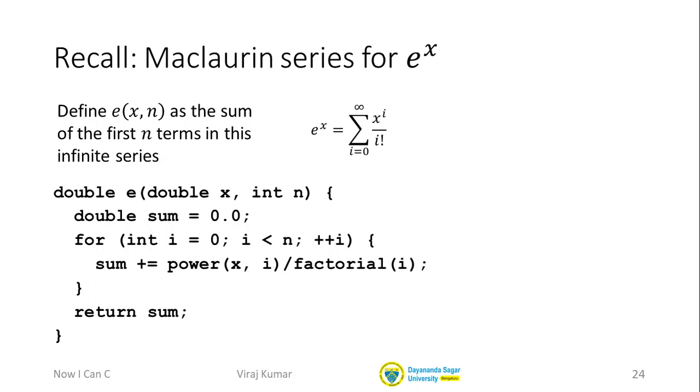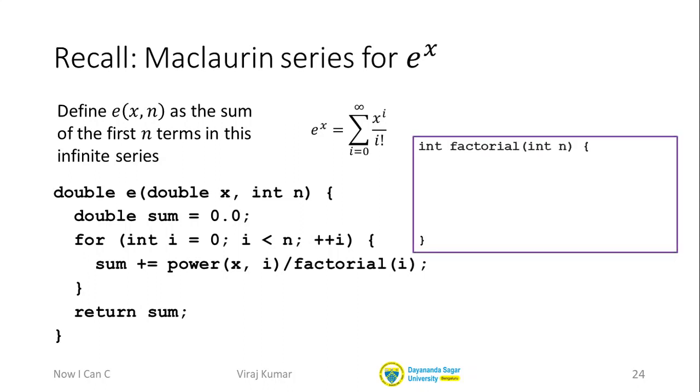And there is i factorial in the denominator, so we have to write an i factorial function. A function that will calculate the factorial of a given integer. So here is a good opportunity for you to practice this code. Why don't you pause the video and think about how you're going to write this function, and then we'll continue the video and you can see the answer.